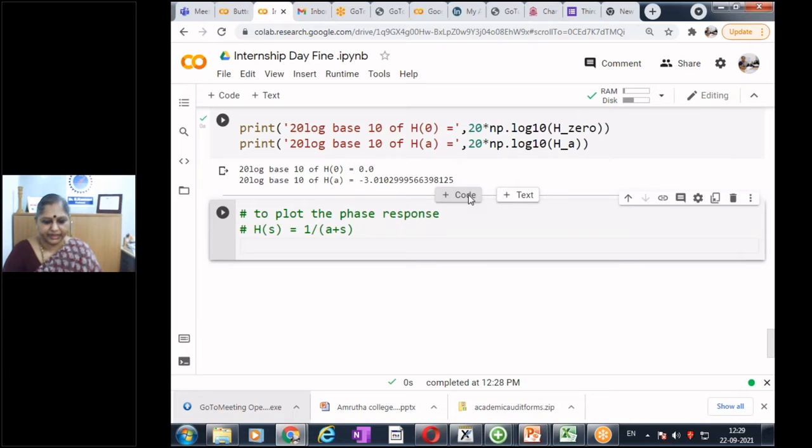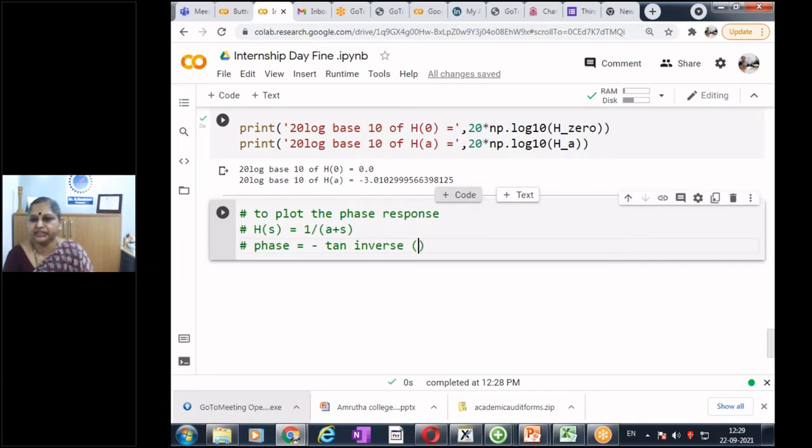S plus A. And then what is my phase? What is my phase given by? What was it? Minus tan inverse of what? Who can help me complete it? What is the phase response given by tan inverse?